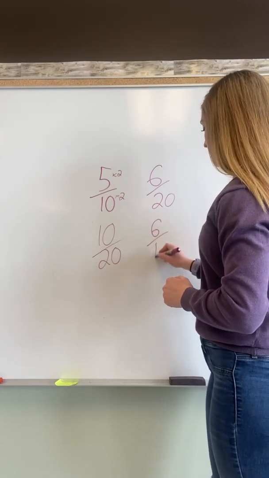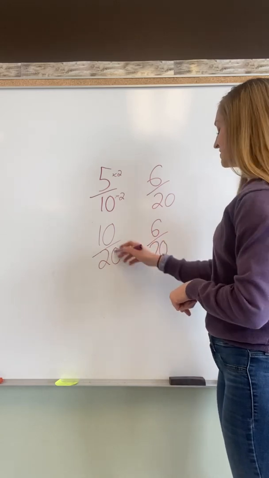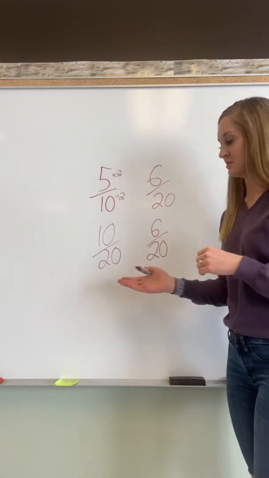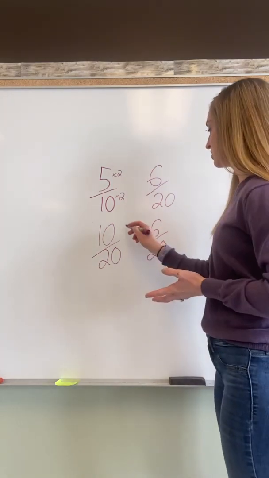So now I get to compare 10. I'm getting my numbers mixed up. Now I can compare 10/20 and 6/20. Again, my denominator is the same, so whichever one has the higher numerator is the bigger fraction.